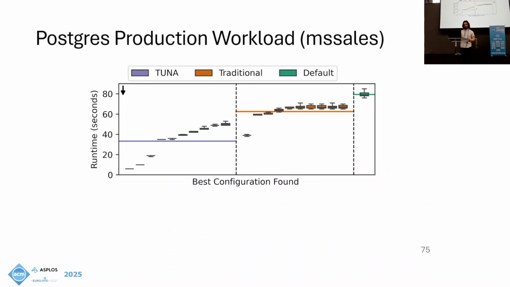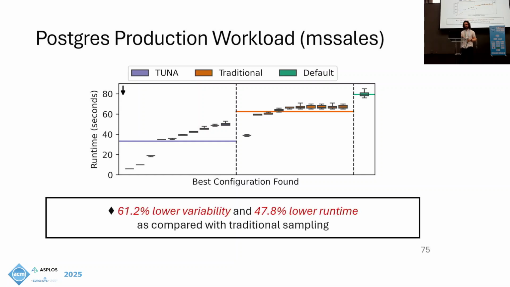Additionally, we would like to show that this actually works in production. And so this is one workload. It's this MS sales workload. It's like a sales data set from Microsoft. It is a real production workload. And importantly, while there are not actually significantly unstable configurations, we can see here that we're converging significantly faster to stronger configurations because of this distributed setup, as well as this noise reduction model. And so in this case, we find 61.2% lower variability with 47.8% lower runtimes, which is kind of what we're trying to optimize for. So lower is better as compared to traditional sampling.